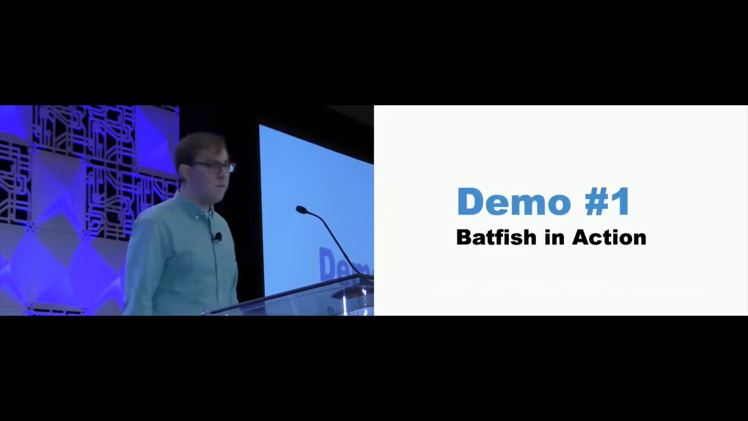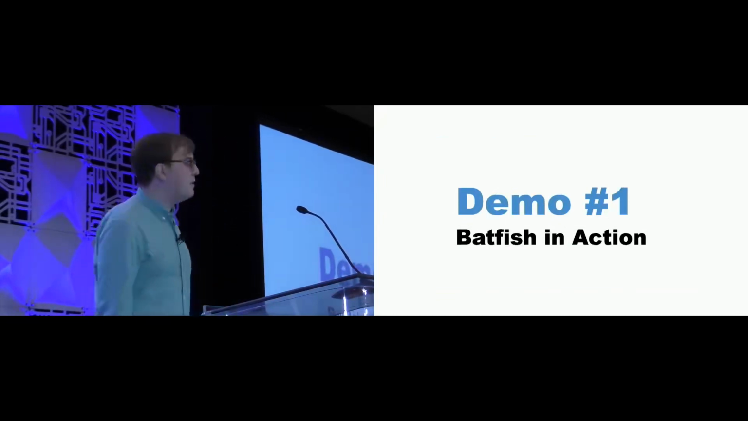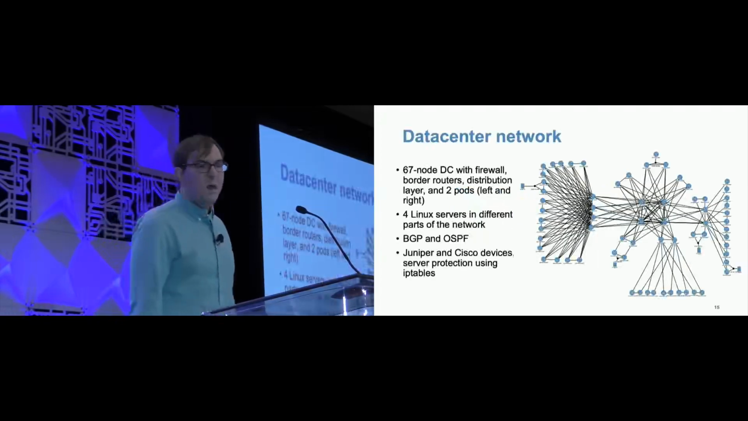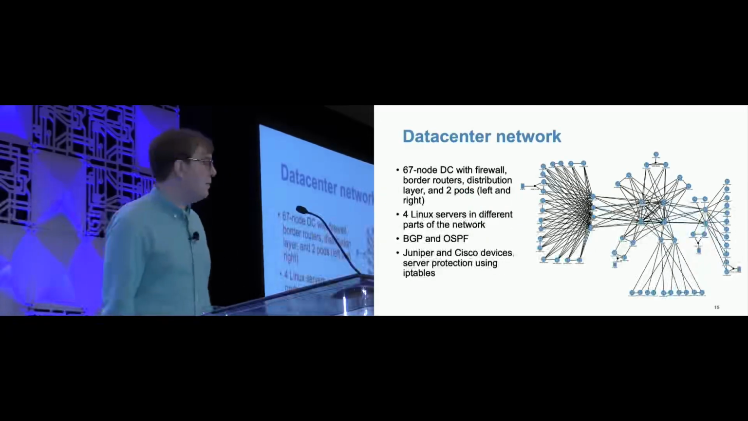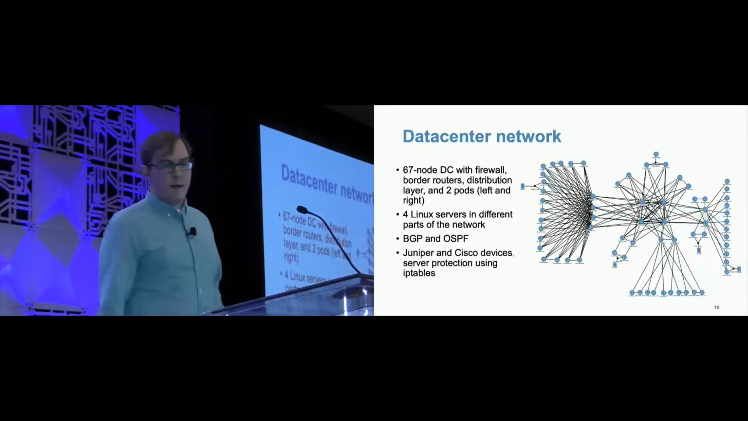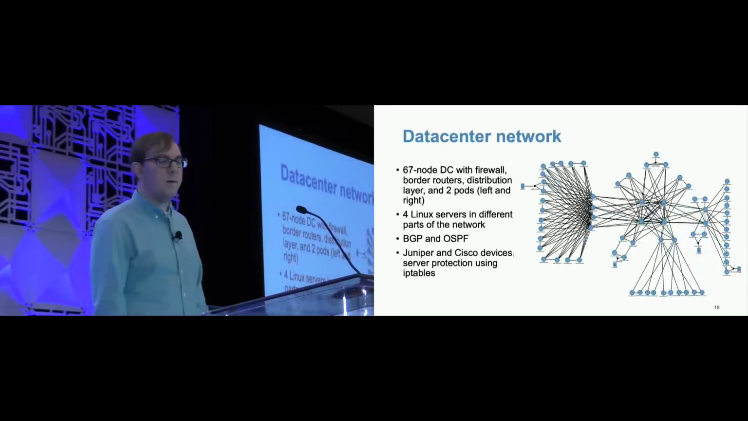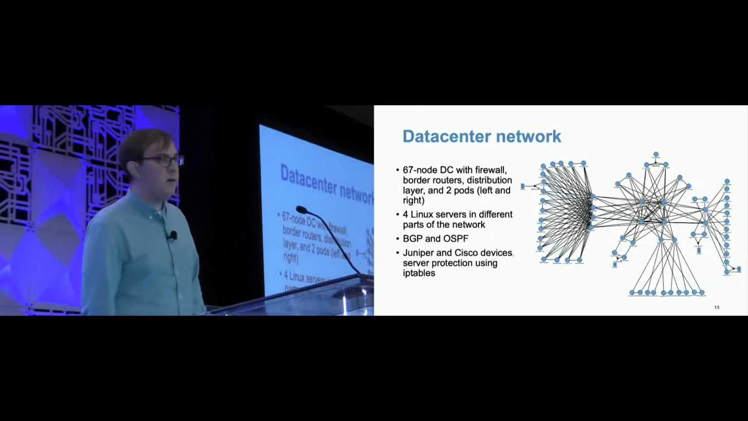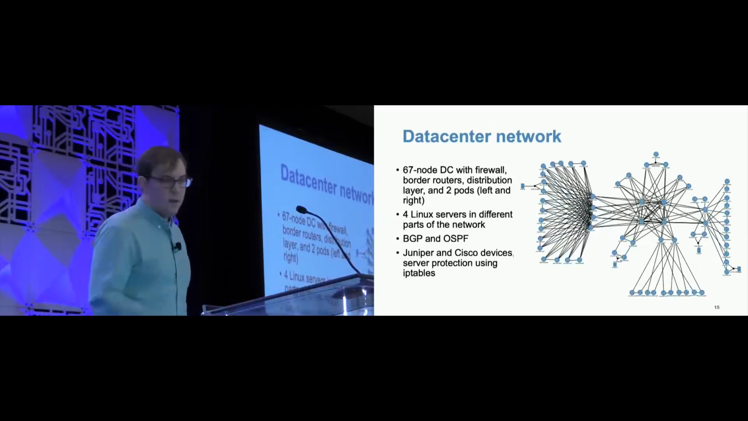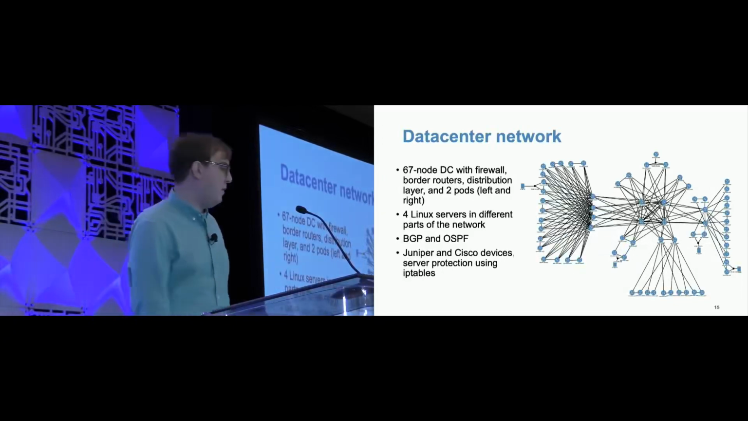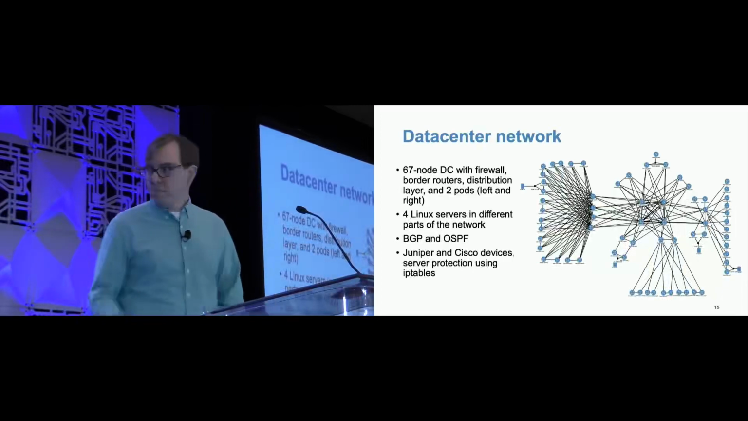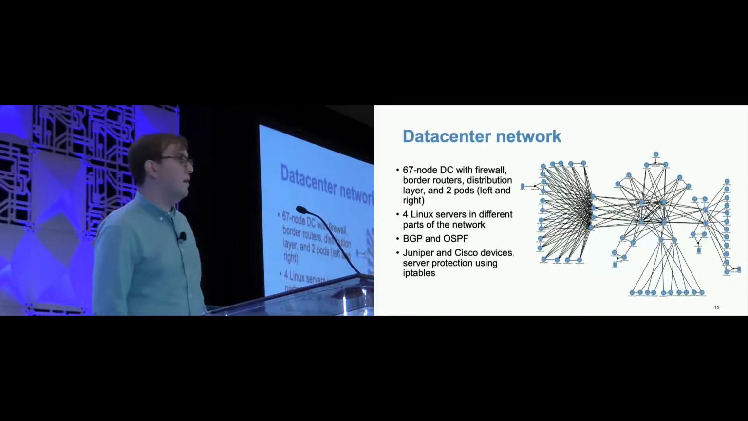Hopefully it's you. So in the next section, I've got a series of demos showing all the things I've talked about so far. For this first set of demos, I'm using a sample data center network. It's a realistic network. It has 67 nodes. It's a mix of Juniper and Cisco devices. There are 2 pods here on the left and the right. We also have 4 Linux servers in different parts of the network. We're using BGP and OSPF to route traffic throughout the network. The Linux devices use iptables. And this is modeled on networks we've seen in production.